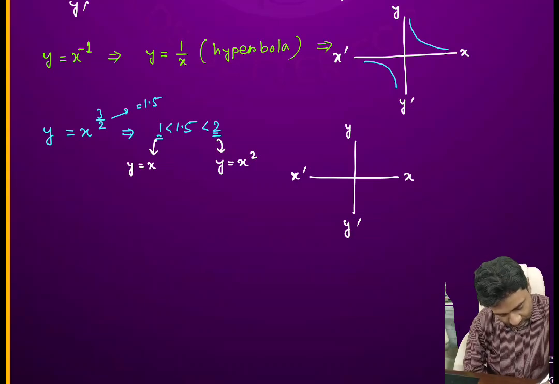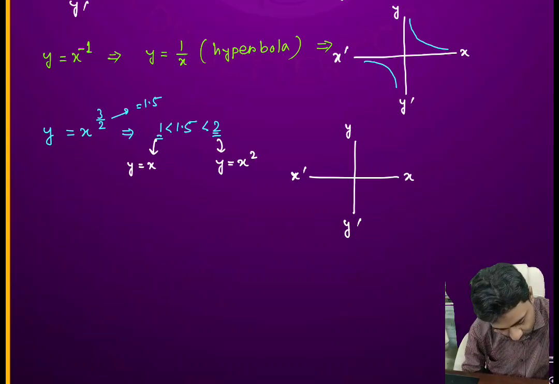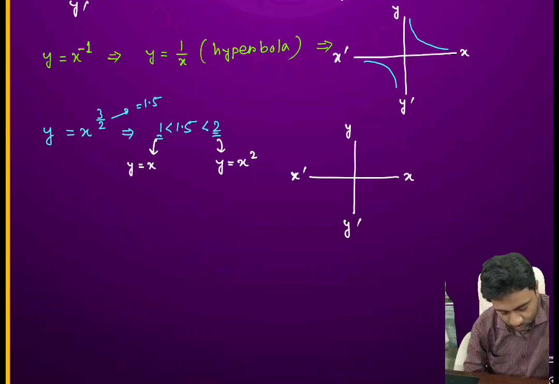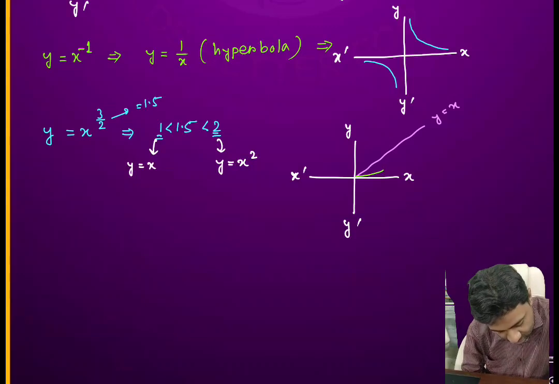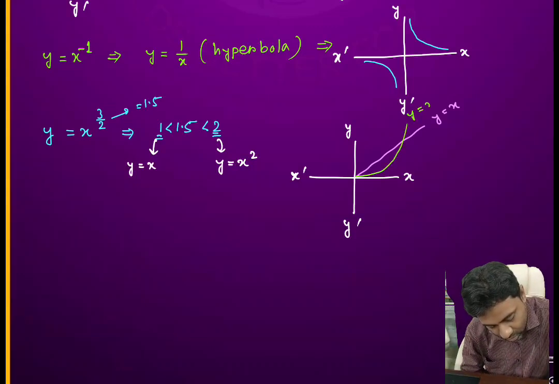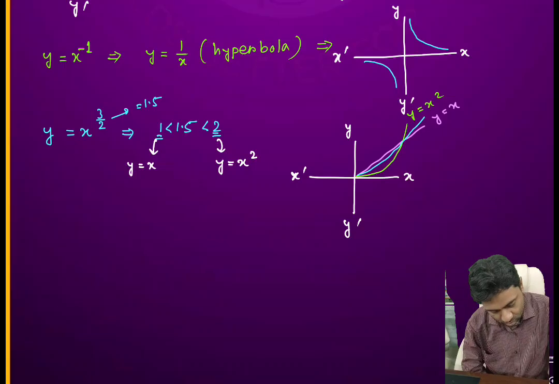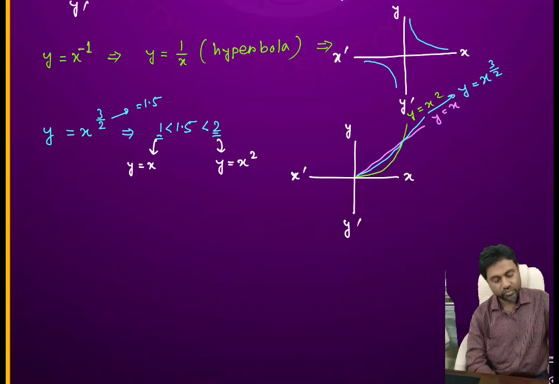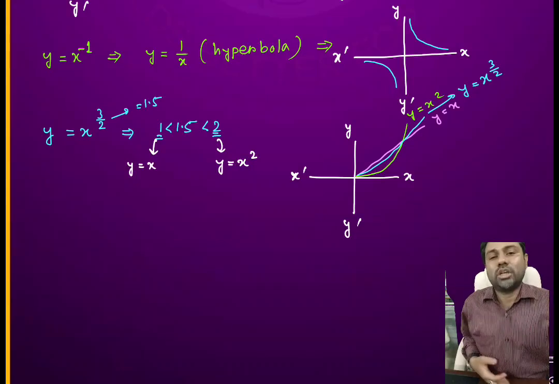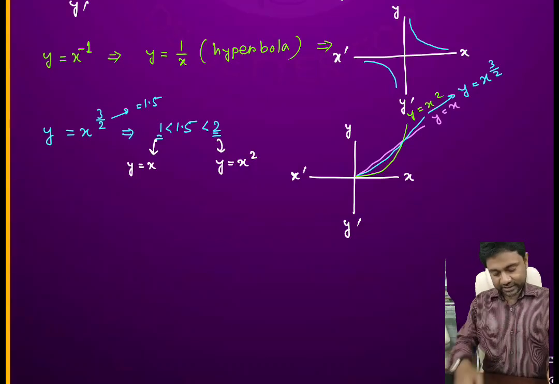The graph will look like this. You can also say, when you compare it between the powers of 1 and 2, it looks more familiar to you. So this is the graph of y equal to x. This is the graph of y equal to x square. This will be the graph of the sky colored graph, which is the graph of y equal to x to the power 3 by 2. So the graph lies between the shape of the powers 1 and 2. Okay.